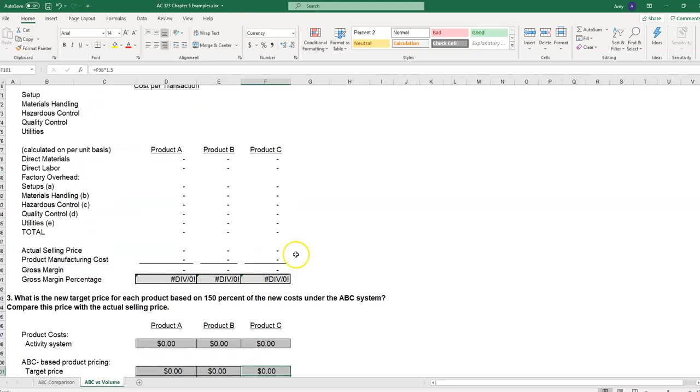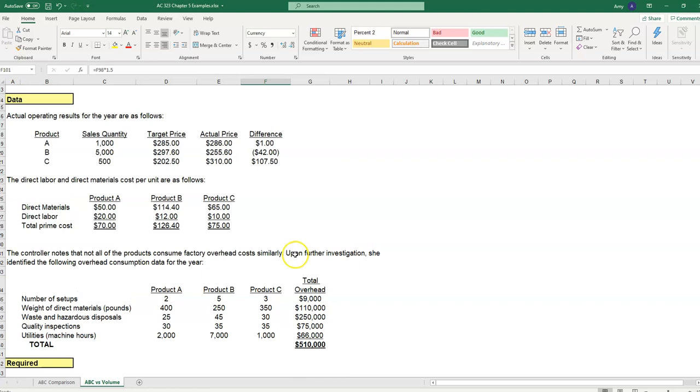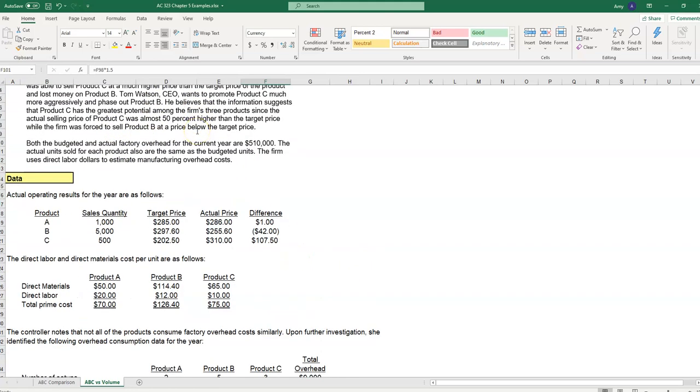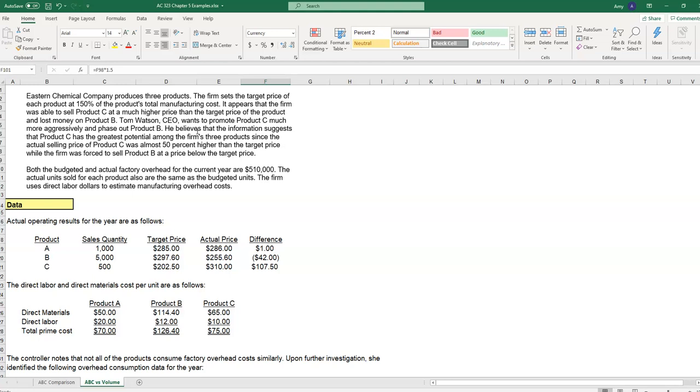Our second example does a very similar thing. We're looking at 3 products. We have A, B, and C. Currently, we're able to sell C at a higher price than what our target price is. Our target price is 150% of our total manufacturing costs. So we mark up at a rate, we take our total manufacturing cost times 150% to get our markup rate.